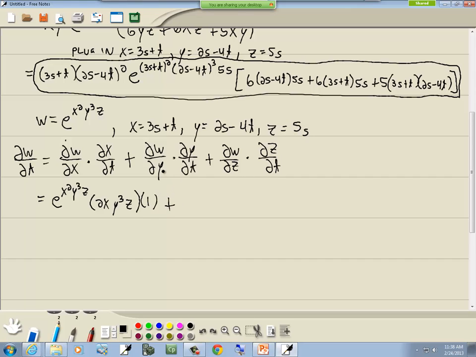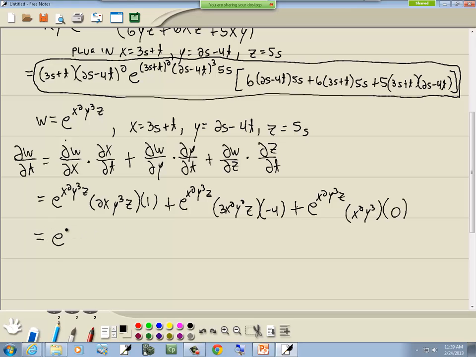Plus partial w with respect to y. So again, it'll be e to the x squared y to the third z times 3x squared y squared z. And I explained up above how I got that, so I won't say it again. Times the partial y with respect to t, which is negative 4, plus the partial of w with respect to z. So we've got e to the x squared y to the third z times x squared y to the third times the partial of z with respect to t, and there is none, so that's 0, so that drops away. So that works out nice.